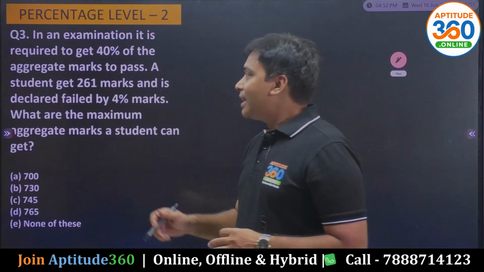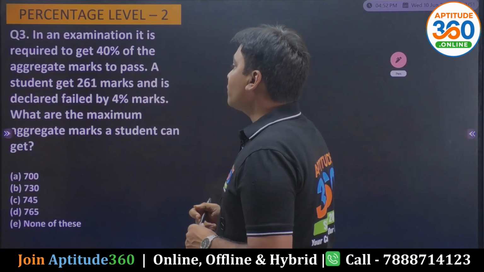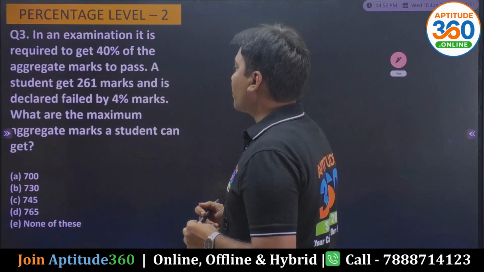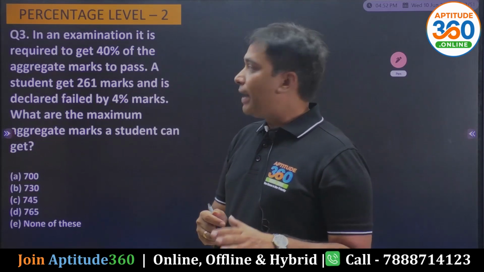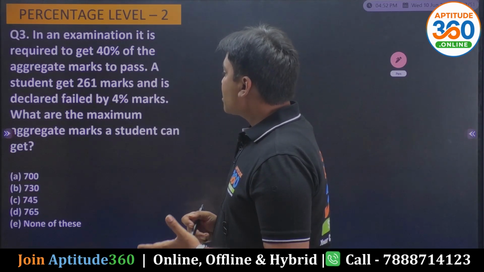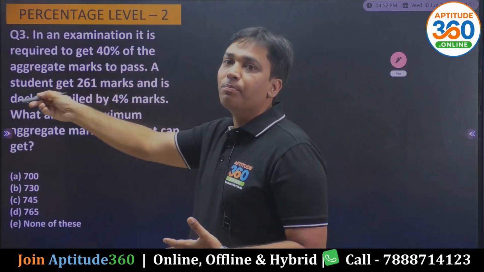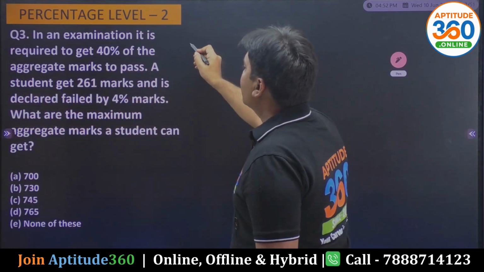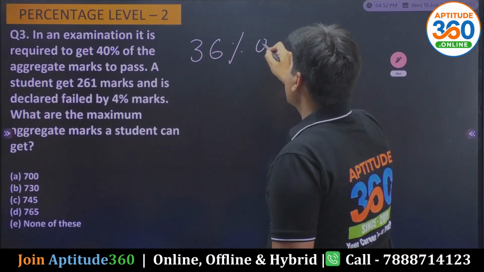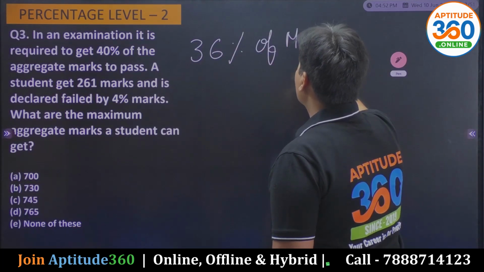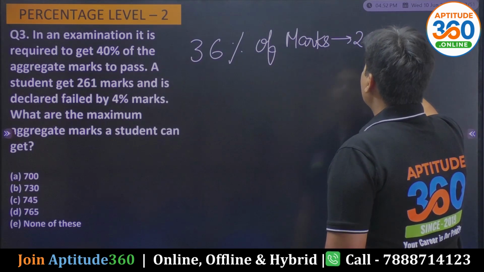Let us solve this one. In an examination, it is required to get 40% of the aggregate marks to pass. A student is getting 261 and he has failed the examination by 4%. So can I say that had the passing mark been 40% of the total, this student got 36% of marks, is it not? And that is nothing but 261.